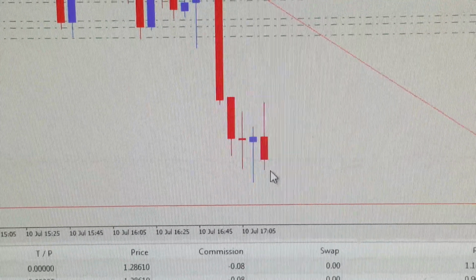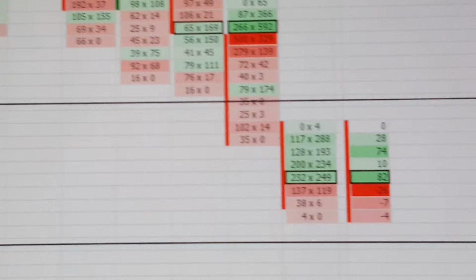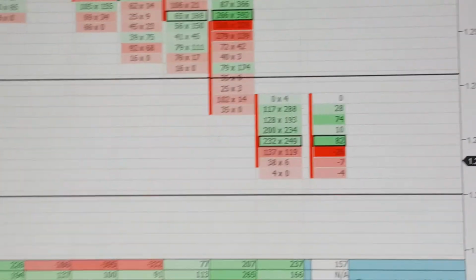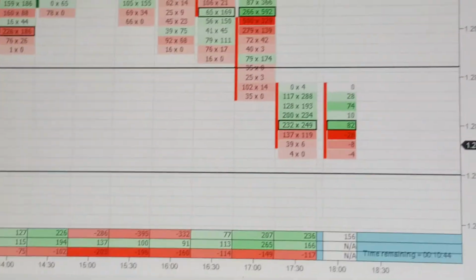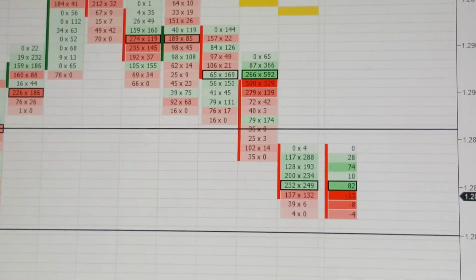As you can see, there's a lot of aggressive selling. Like I'm saying, guys, on the footprint, have a look at that. Isn't it wonderful to see these kinds of clusters building up?